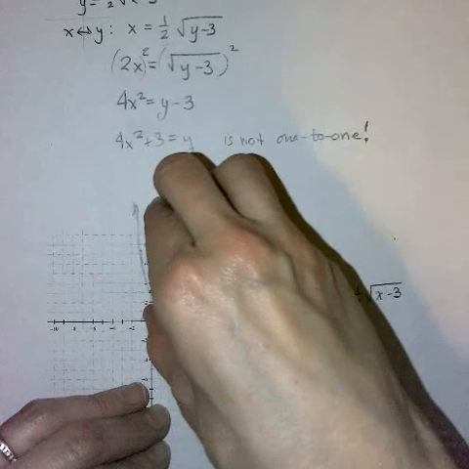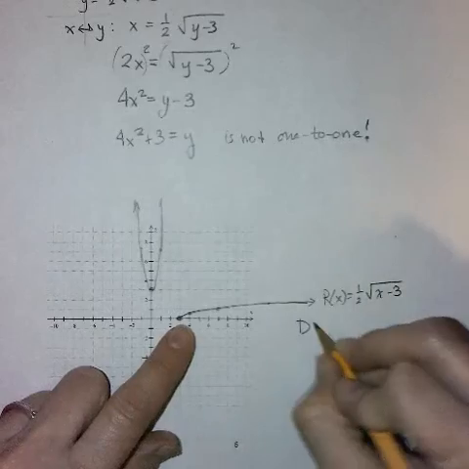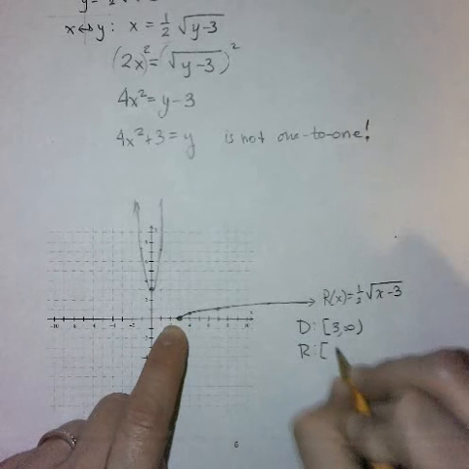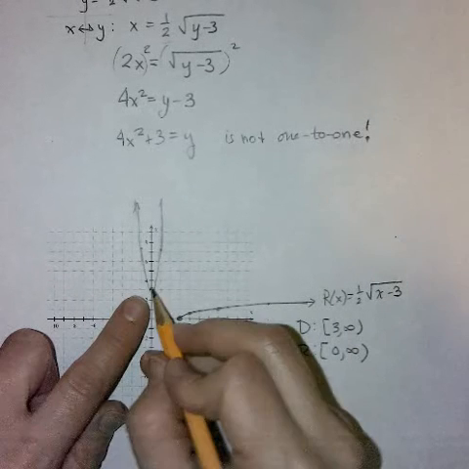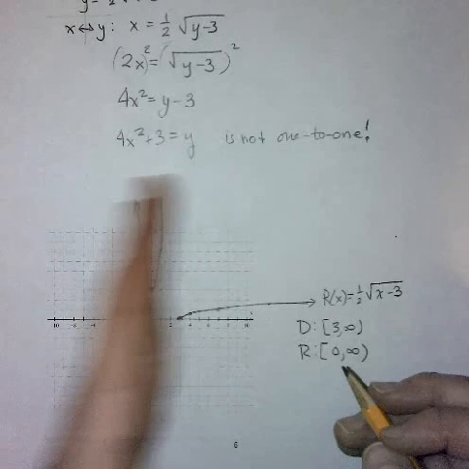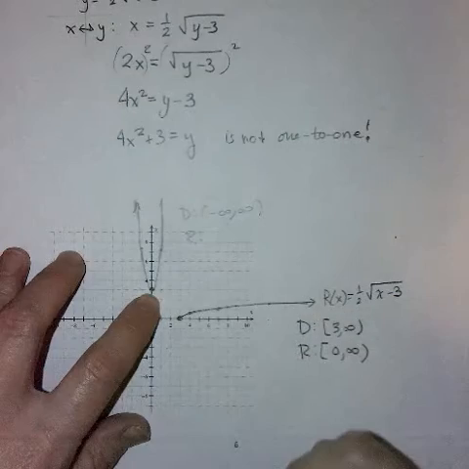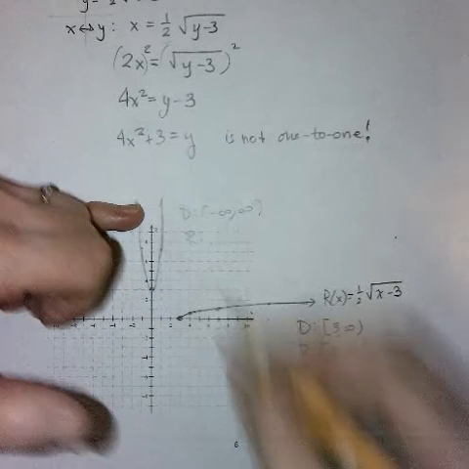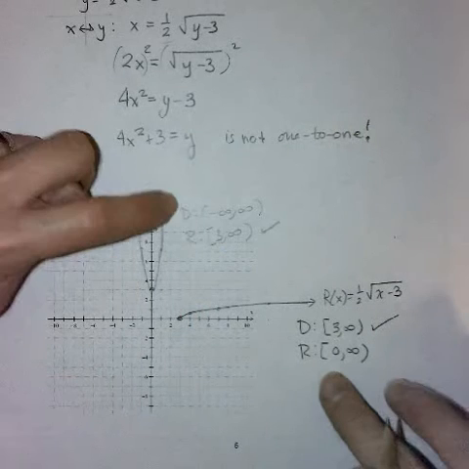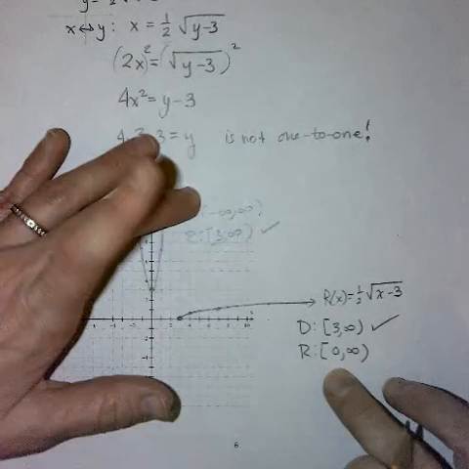Notice this one has the domain of 3 to infinity, and the range is 0 to infinity. This one, the domain of this one, just look at the graph, is all real numbers. And the range is what we want, which is 3 to infinity. Right? We want this to match up with this, and they do. But notice these don't match. And that's because it's not 1 to 1. If it were 1 to 1, we want it to match. So we need to pick this range. We want these x's to only be positive.